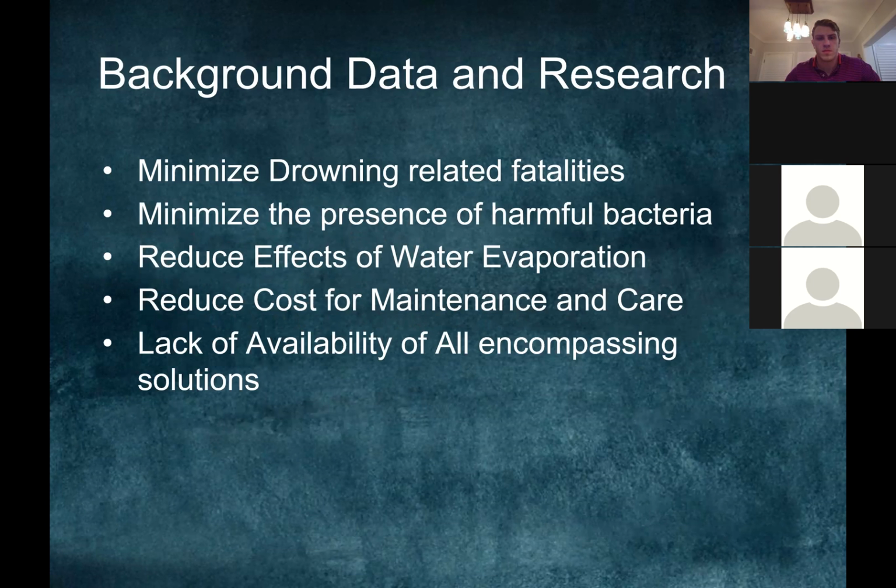So some of the background data associated with these key problems is that on average, there are 372,000 drowning deaths annually, and of those deaths include 700 children in the United States alone. And the implementation of our system would hopefully, with its security feature, be able to reduce the total number of deaths. Another of our key areas of focus is trying to keep the pool clean, and by that, we're going to try to minimize the presence of harmful bacteria.